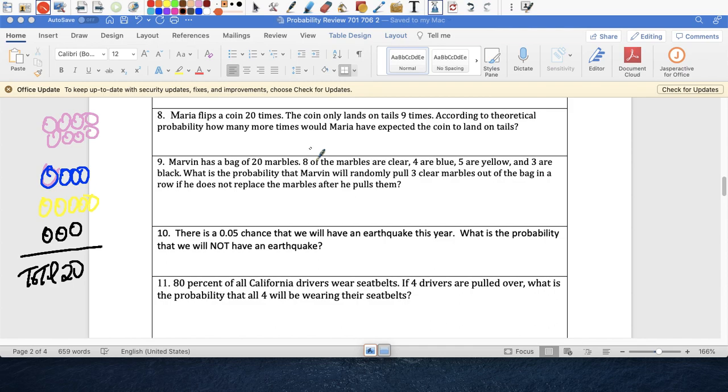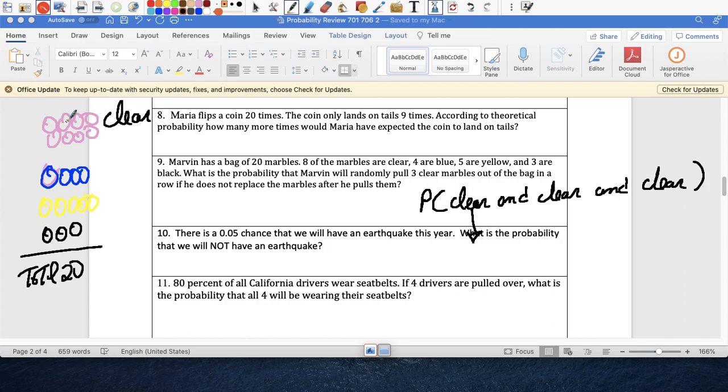Now he's going to take a marble and he's not going to put it back, right? So what does he want? He wants the probability of getting a clear and a clear and a clear. So 3 marbles this time, right? So what's the probability of getting a clear marble on the first one? Well, right, this is the clear. 1, 2, 3, 4, 5, 6, 7. So there's 8 out of 20.